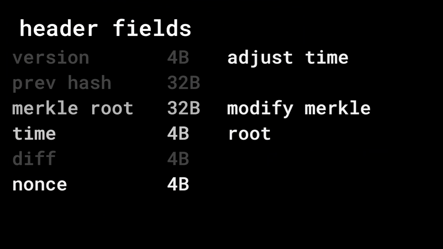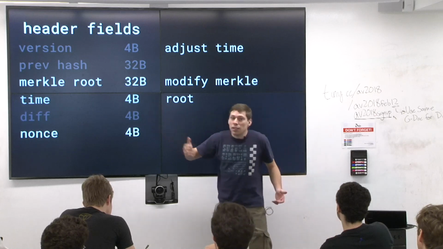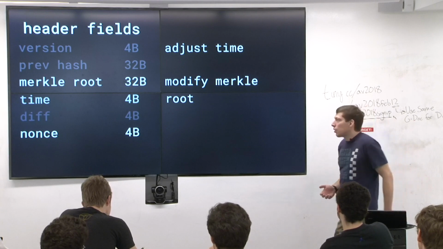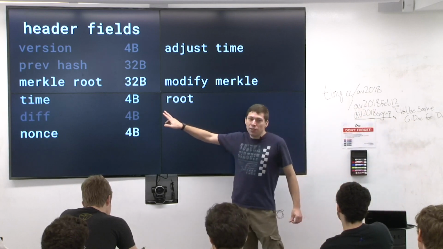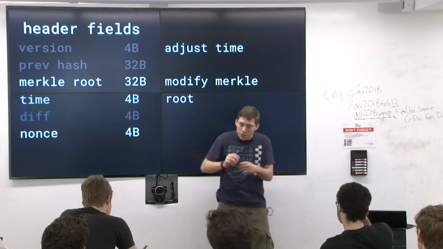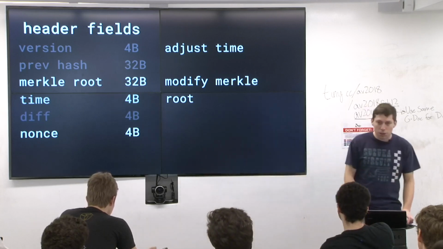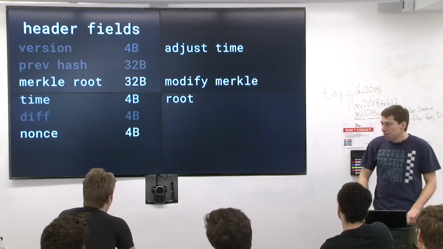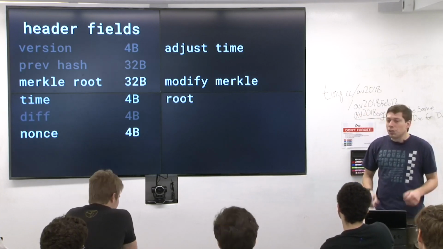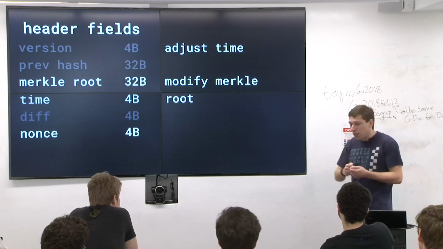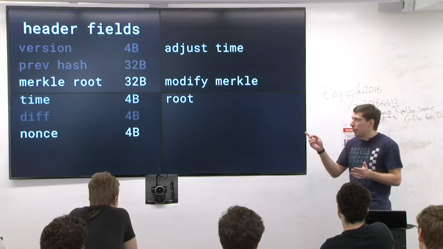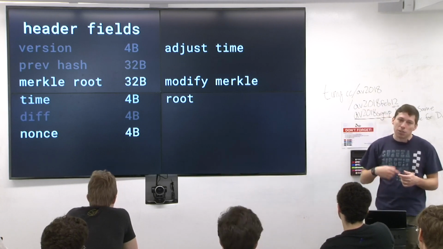So time, if you're off by a few seconds, nobody cares. So use the low bits of this time field as part of your nonce. It's kind of in the wrong place, but you can make chips to twiddle these bits as well. I'm just going to take the least significant 4 bits of my time field and use them as nonce space randomly.